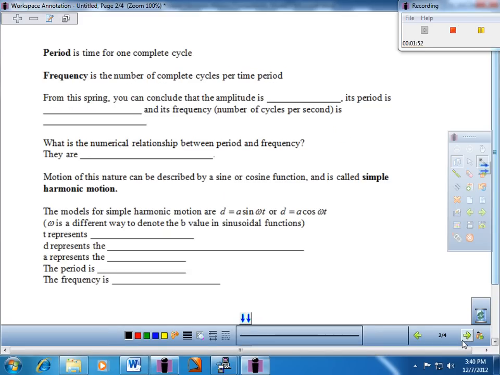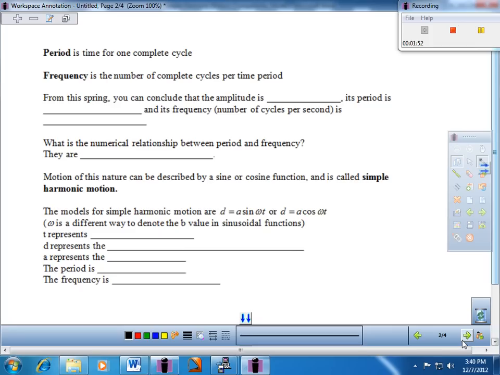Okay, now I'm going to go to my next board here, and we'll go ahead and fill in some pieces. So it says, first and foremost, period is the time that it takes for one complete cycle. And so think about that description from the investigation and see what number we're going to put in there. And then here's a good one. We haven't seen this before, but it says frequency is the number of complete cycles per time period. So let's see if we can relate this to the investigation above.